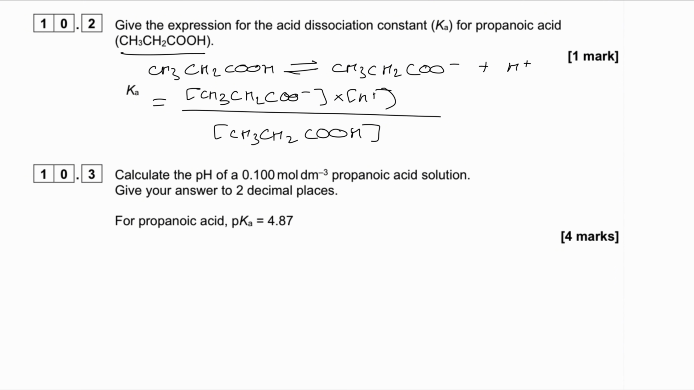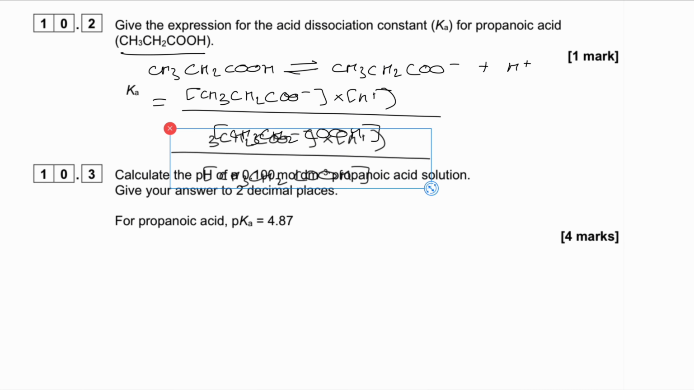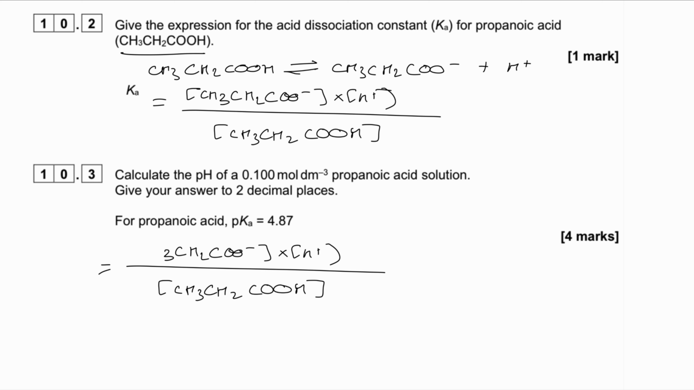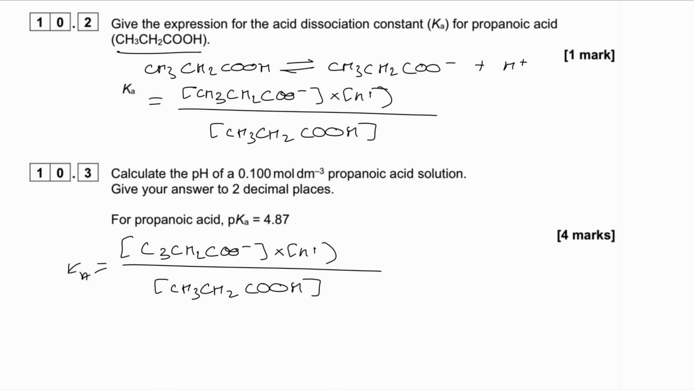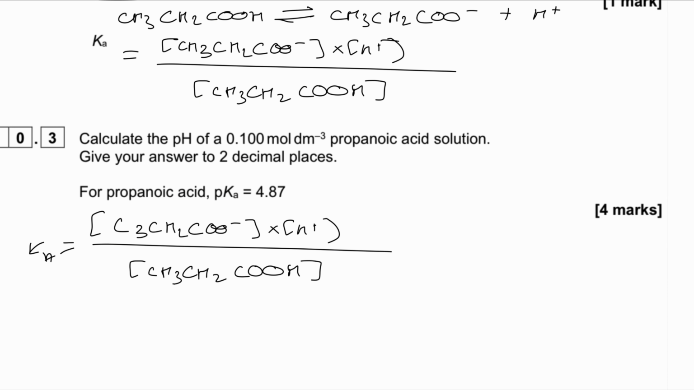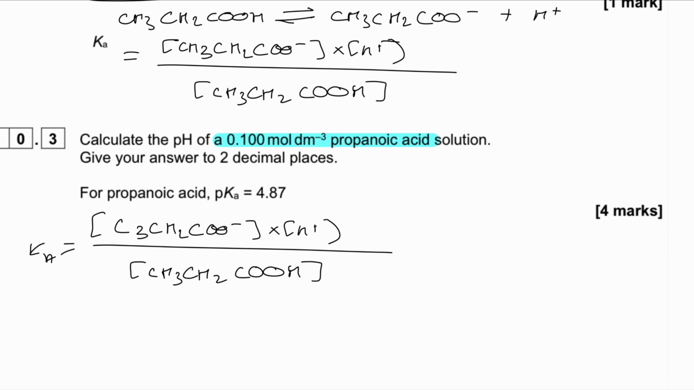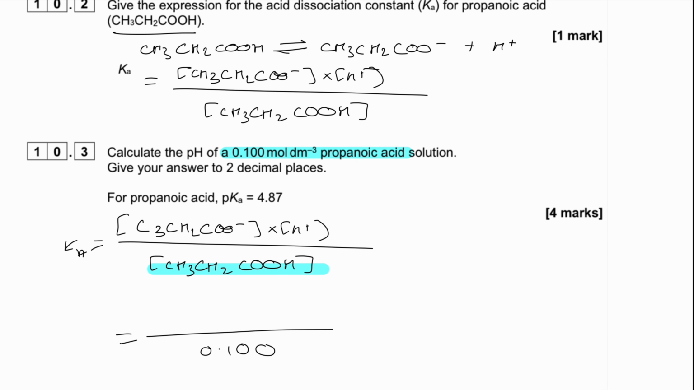So calculate the pH of 0.1 propanoic acid solution. Give your answer to 2 decimal places. For propanoic acid, pKa is 4.87. So again, I'm just going to duplicate this. That's my Ka. But other things we do know, we have our propanoic acid concentration. And that's about it. That's all the values we have. So I'm just going to insert that straight away. I can figure out my Ka though.